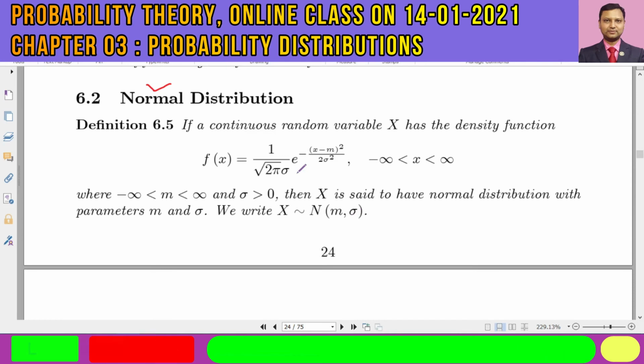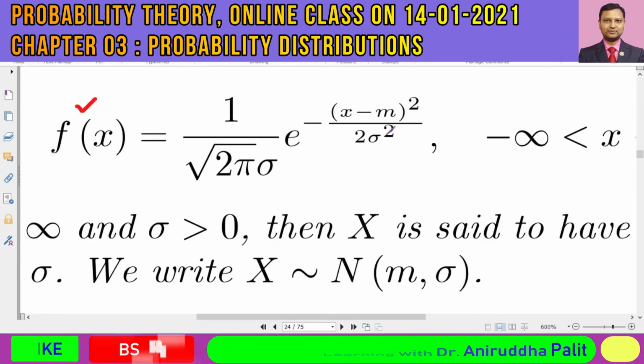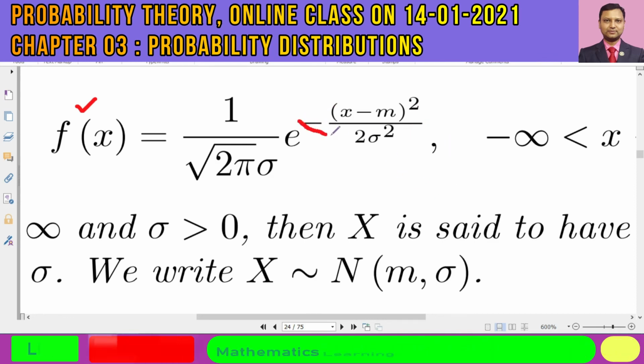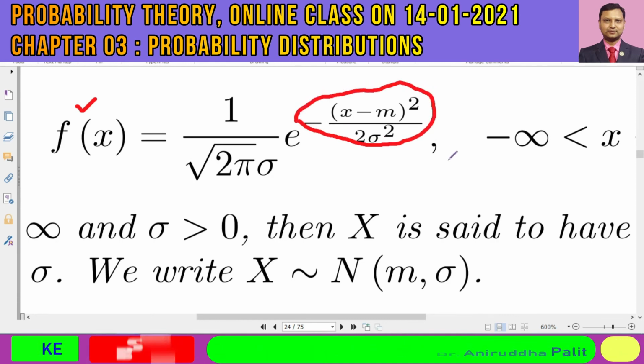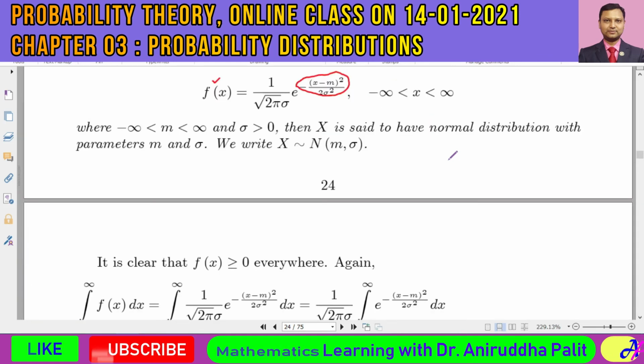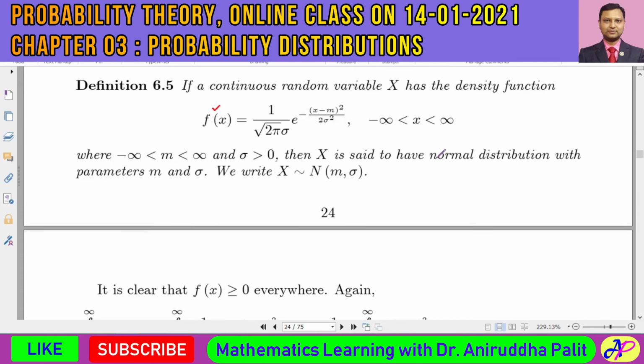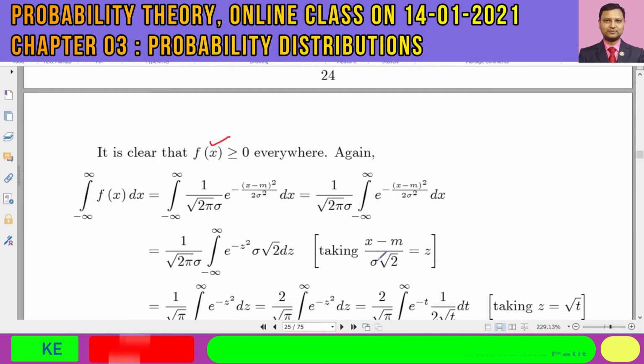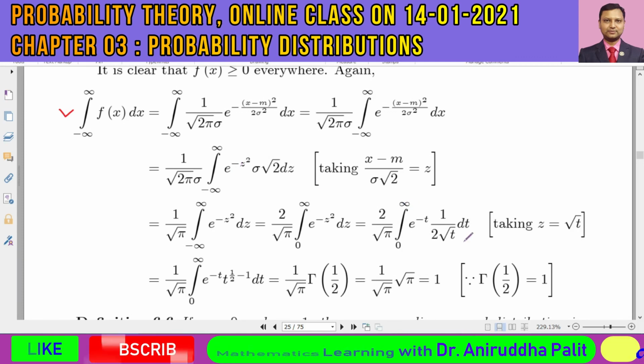And how to compute the density function? Over here you see the density function f of x is equal to 1 by root over twice pi multiplied by sigma. We do not consider any square root sign on this parameter sigma, and e to the power of minus (x minus m) whole square divided by 2 sigma square. This is the exponent, with this negative sign, and e is Euler's number. If we get this kind of density function, then we say that X follows the normal distribution with m comma sigma parameters, and you can check that f of x is greater than or equal to 0, and you can also check that the integral from minus infinity to infinity of f of x is equal to 1.